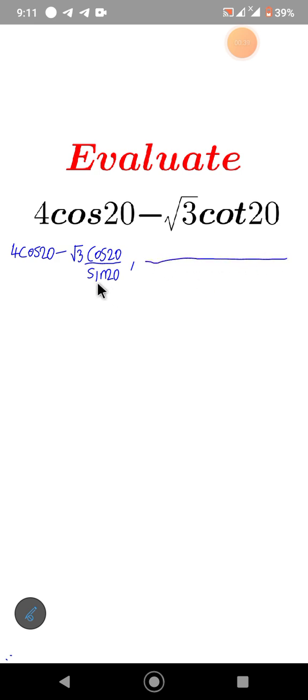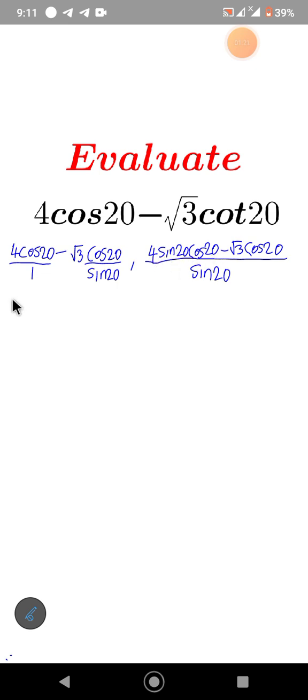The next thing I'll do, I'll rule a line. We know that this 4 cos 20 is the same as 4 cos 20 all over 1. Now the LCM of this and this is sine 20. Sine 20 divided by 1 is sine 20. Then sine 20 times 4 cos 20, we have 4 sine 20 cos 20 minus sine 20 divided by sine 20, that's 1. 1 multiplied by this, we get root 3 cos 20. Then the next thing I'll do, I'll factorize just this.